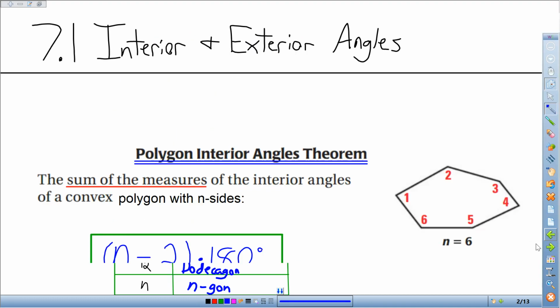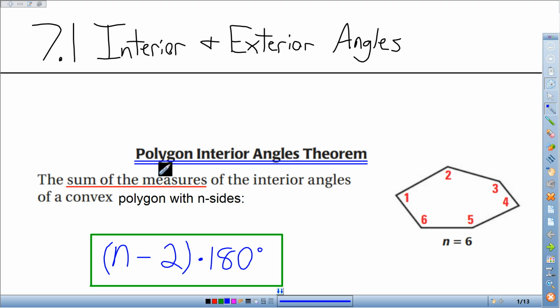So back to what we're looking at here, the polygon interior angle theorem. What this theorem does is it finds the sum of the measure of the interior angles of any polygon. Or in other words, what do the six angles of this six-sided polygon add up to? That's what this formula can find us.